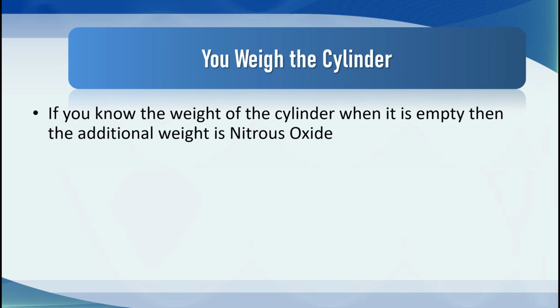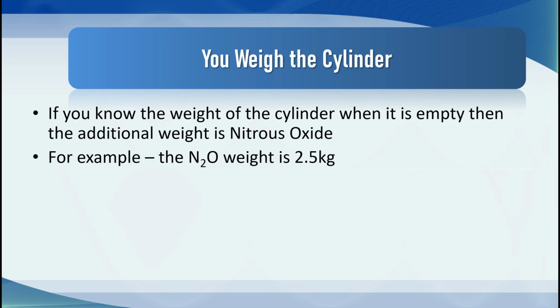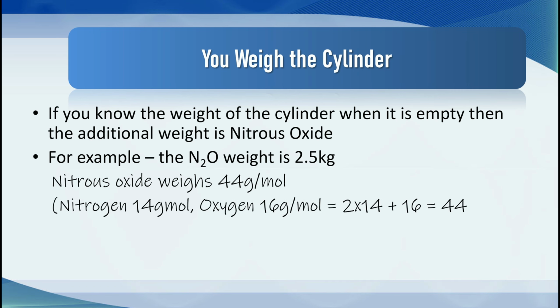If you know the weight of the cylinder when it's empty, the additional weight is nitrous oxide. For example, we calculate that the weight of nitrous oxide in the cylinder is 2.5 kilos. And using the same calculation that we did before, we can now figure out how much nitrous is in the cylinder. Conveniently, nitrous oxide has the same molecular mass as carbon dioxide, 44 grams per mole, because it has 2 nitrogen at 14 grams per mole each and 1 oxygen. 2 by 14 plus 16 is 44.